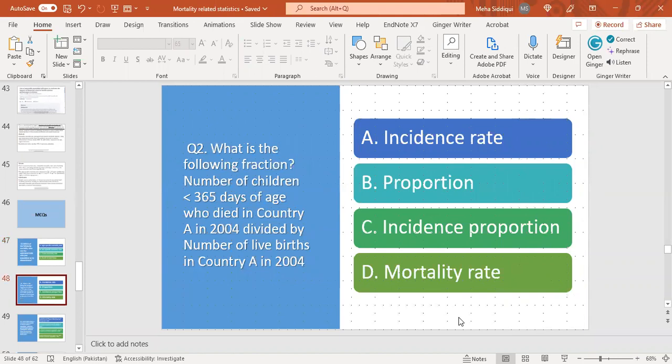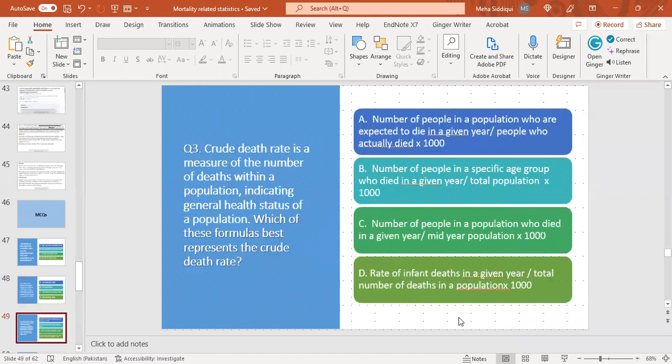MCQ number 2. What is the following fraction? That is number of children less than 365 days of age who died in country A in 2004 divided by number of live births in country A in 2004. What does it show? Incidence rate, proportion, incidence proportion, or mortality rate? D is the right option.